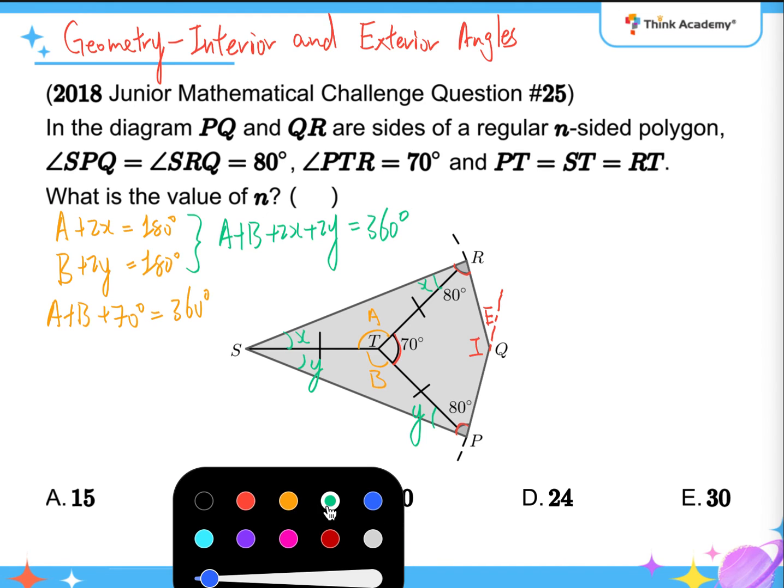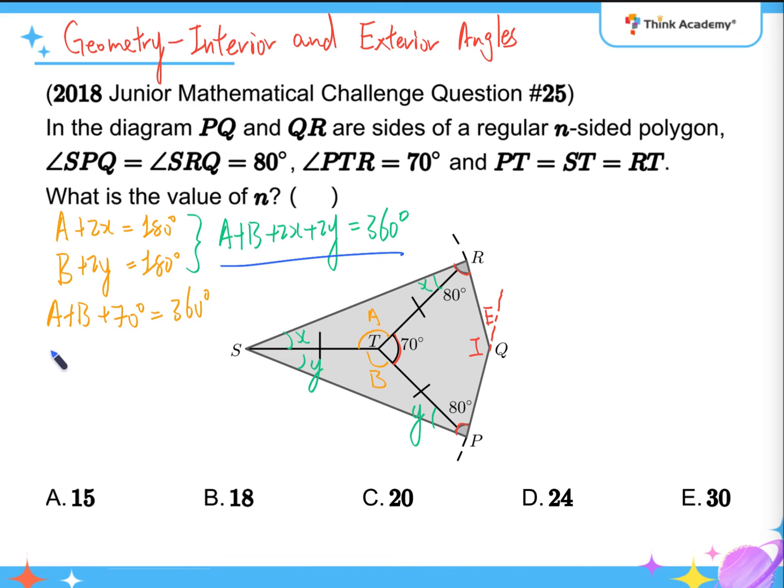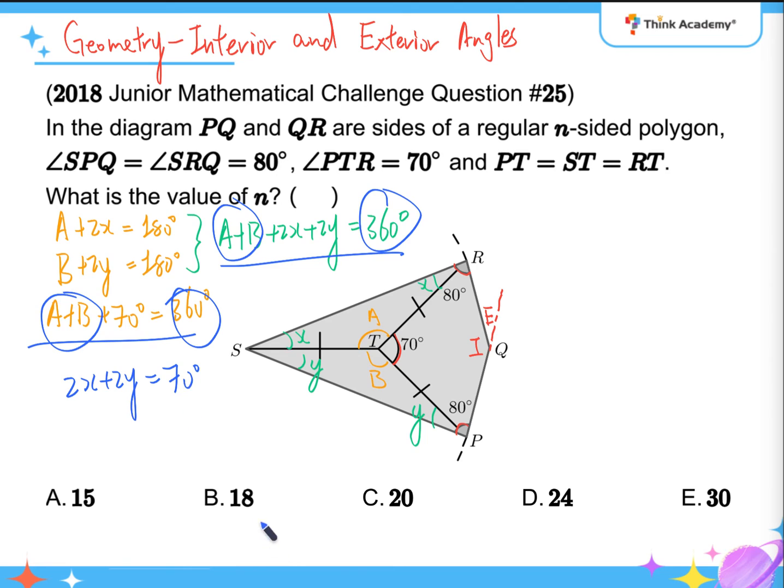Now, comparing these two equations, you can see that A adding B and 360 are the same, which means that 2x adding 2y is 70 degrees. So definitely we know the top angle, x adding y, is just that divided by 2, is 35 degrees. So this angle is 35 degrees.